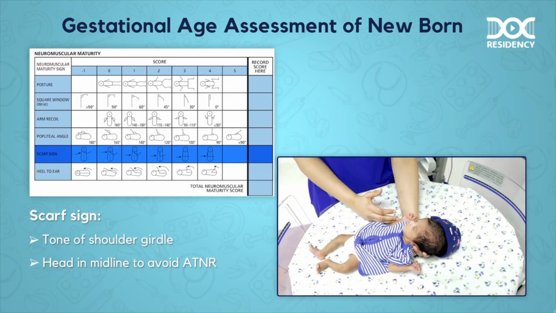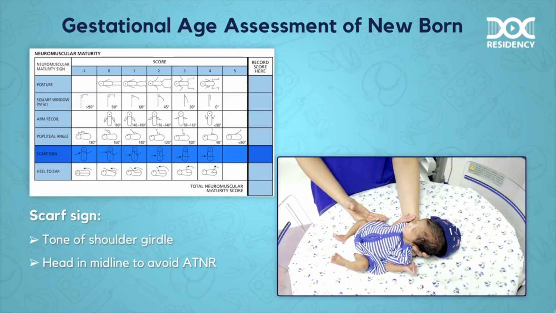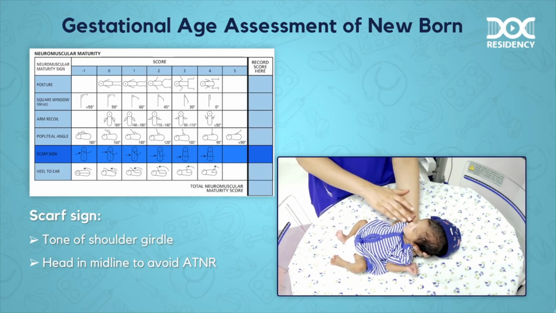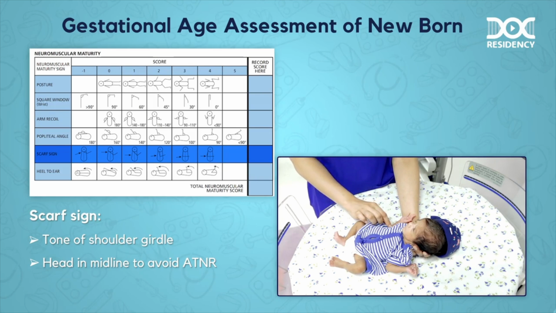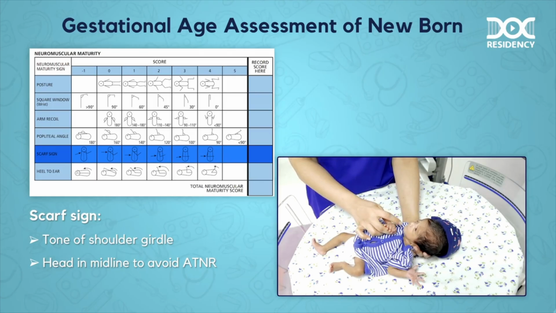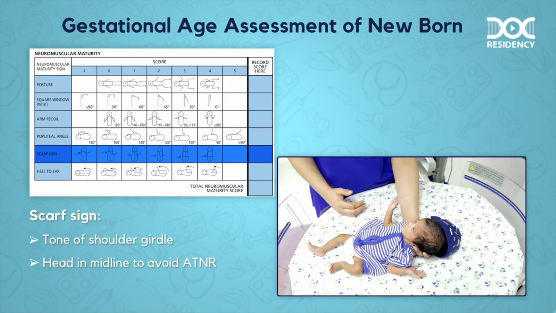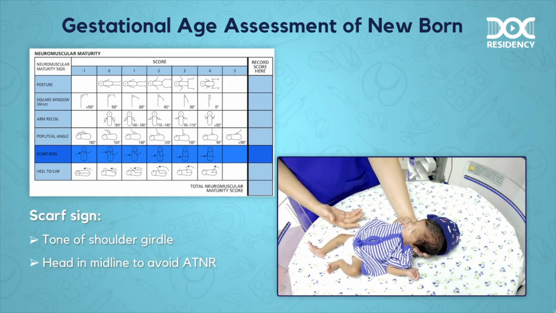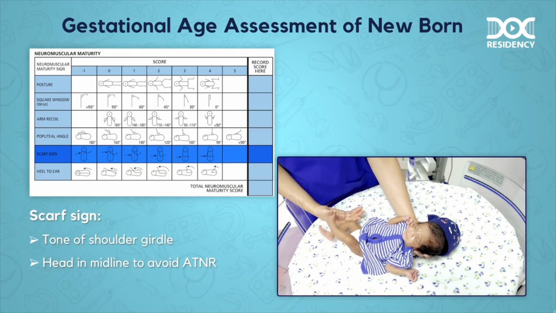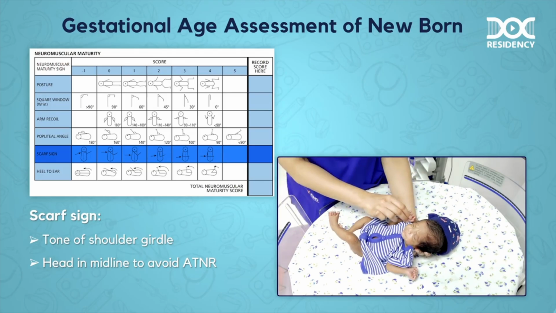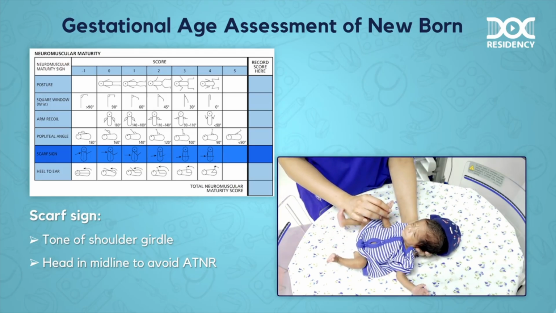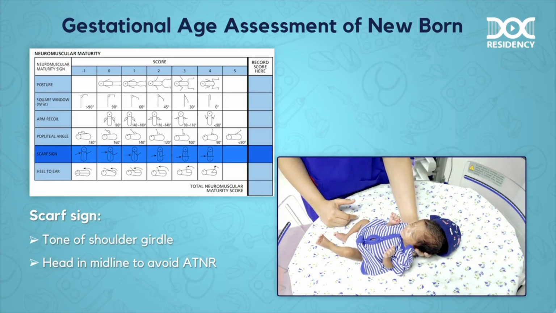So lesser the maturity, more the baby would be hypotonic. More will be hypotonia involving the shoulder girdle, which will allow the elbow to cross the midline. So usually, if you see that the scarf sign permits the ipsilateral elbow to cross the midline, then the baby is going to be more premature, possibly a baby who is less than 30 or 32 weeks. So in this baby, we were only able to bring the elbow to the ipsilateral nipple line.